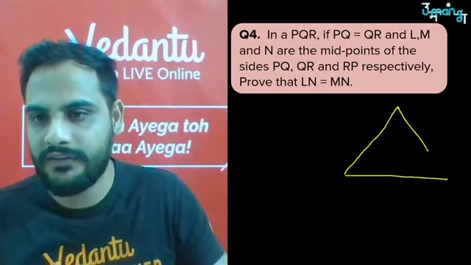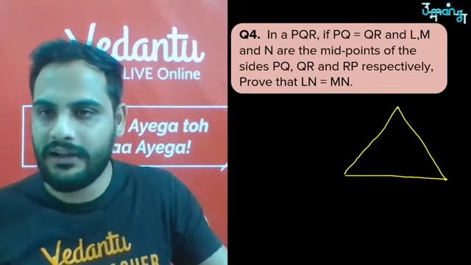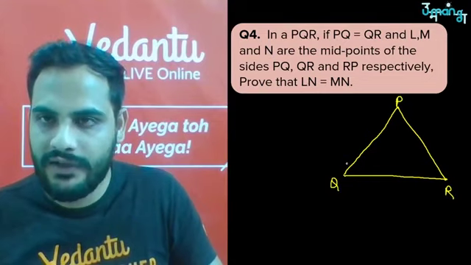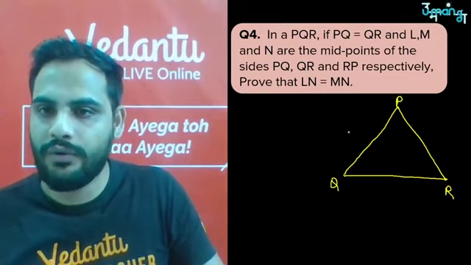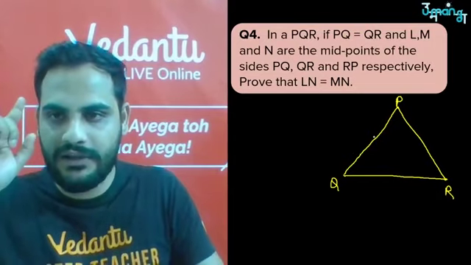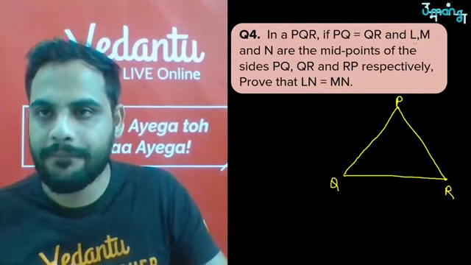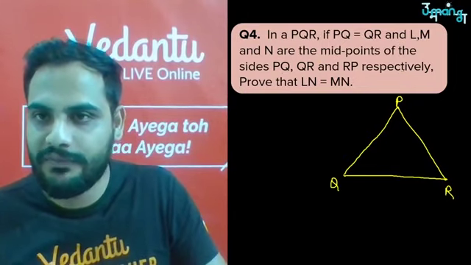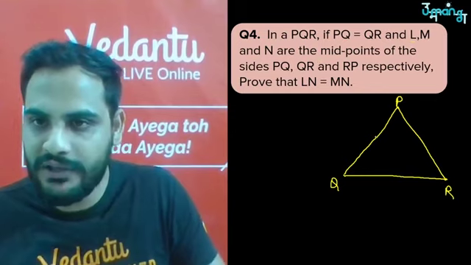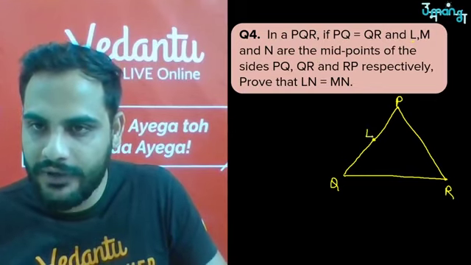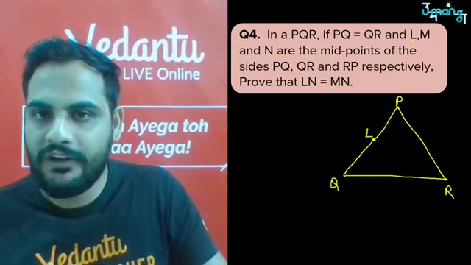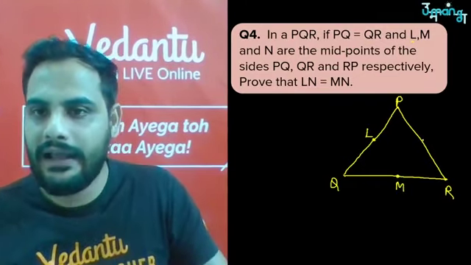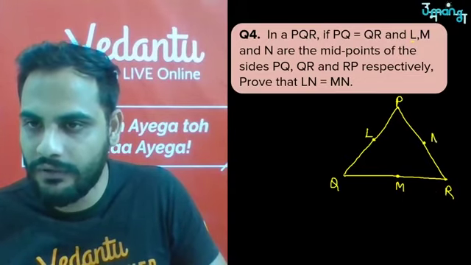Now, who told you to draw an exact diagram? Rough diagram. A triangle PQR. Okay, PQR. What is that? PQ is equal to QR. Okay, sir. PQ is equal to QR. Remember that PQ is equal to QR. Okay? L, M and N are the midpoints respectively. So L is the midpoint of PQ. So L will be here at the midpoint. M will be on QR. So M is present over here on QR. And N will be on RP. So N is present here on RP.